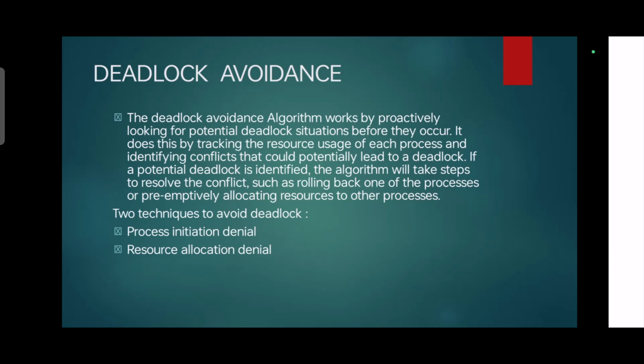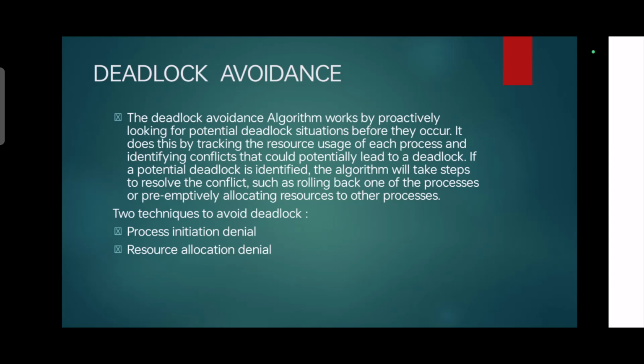So next topic is deadlock avoidance. The deadlock avoidance algorithm works by proactively looking for potential deadlock situations before they occur. It does this by tracking the resource usage of each process and identifying conflicts that could potentially lead to a deadlock.